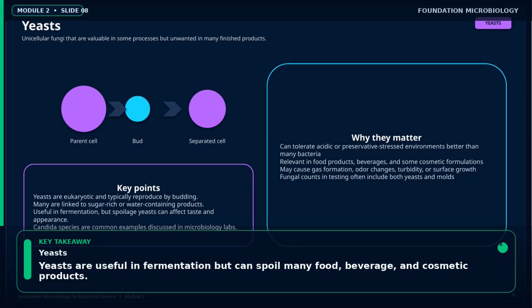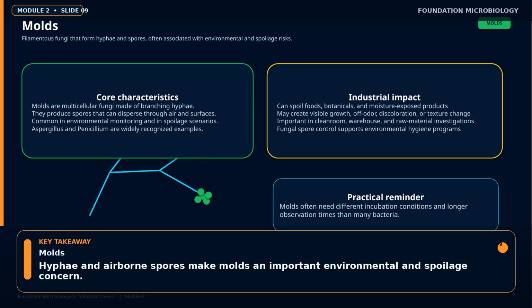Yeasts are unicellular fungi that commonly reproduce by budding. Although they are valuable in fermentation, spoilage yeasts may create gas, turbidity, odor changes, or visible growth in food, beverage, and cosmetic products. Molds are multicellular fungi made of branching hyphae and reproductive spores. Because their spores can spread through air and settle on surfaces, molds are important in environmental monitoring, raw material control, warehouse investigations, and spoilage prevention.